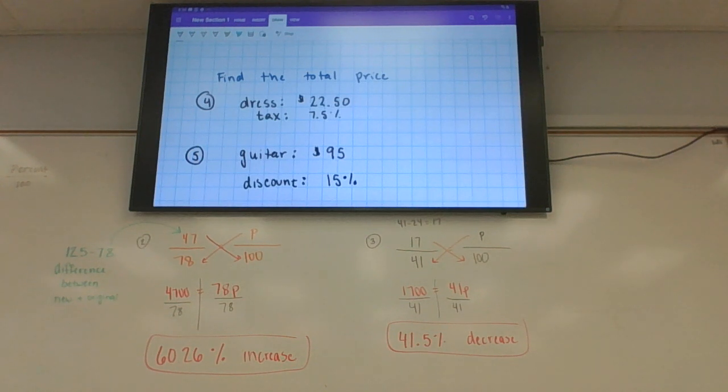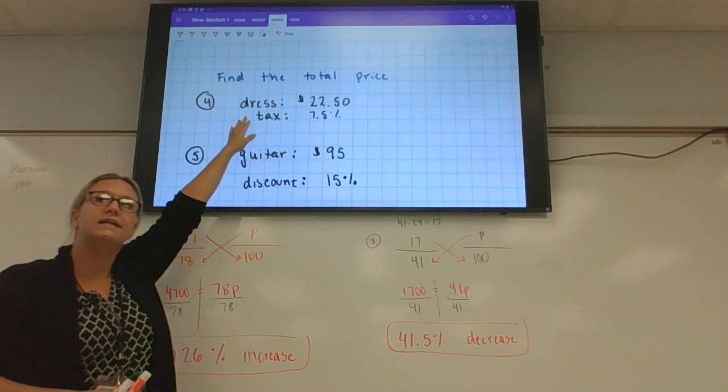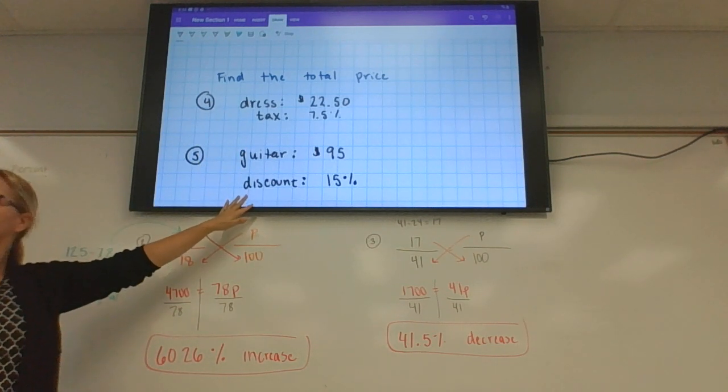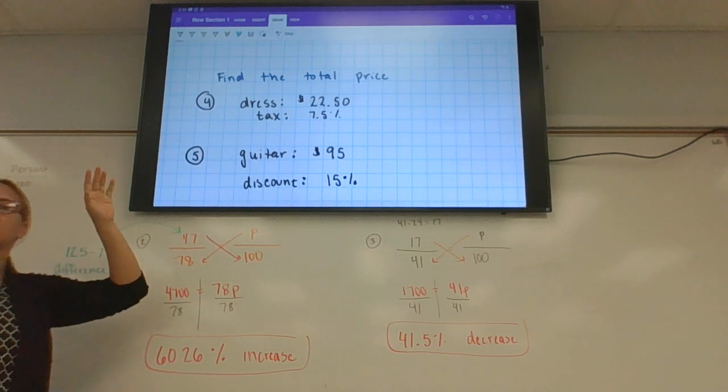Alright, so these are two different problems. It says find the total price. The first one says there's a tax, and the second one is just using a discount. So keep that in mind.